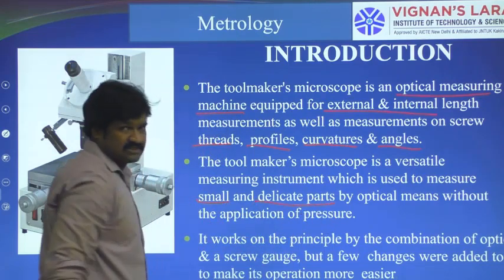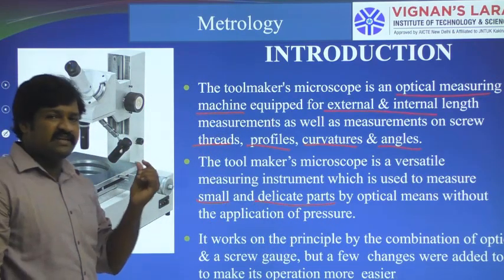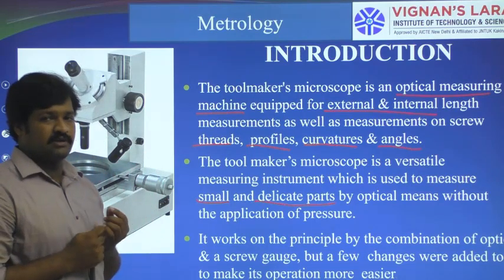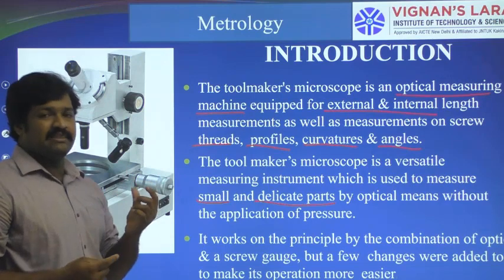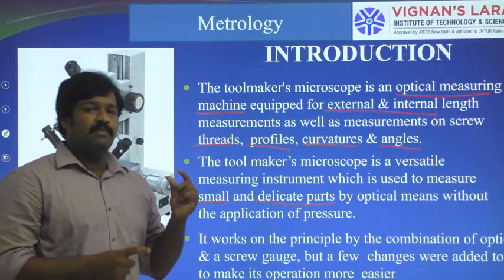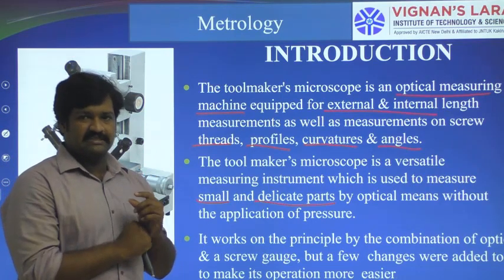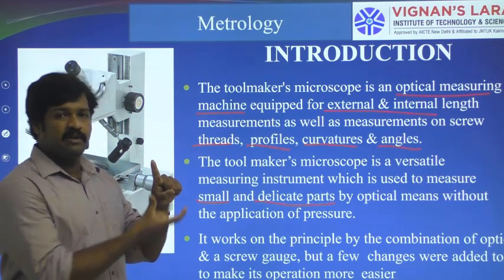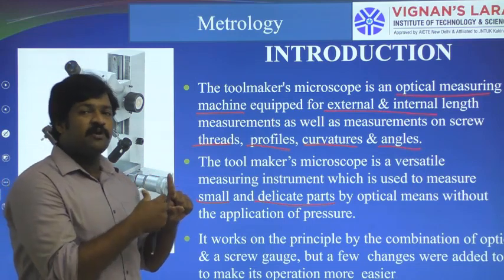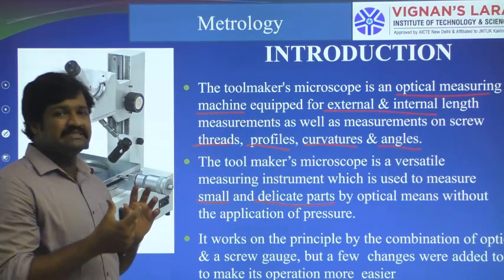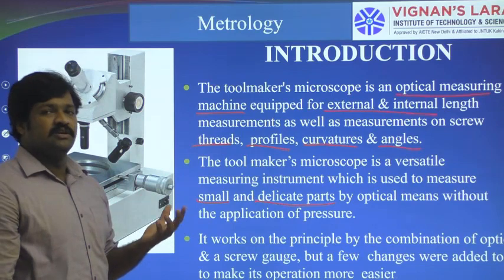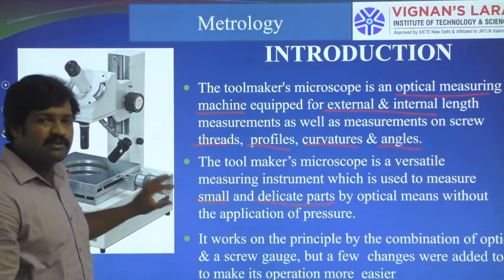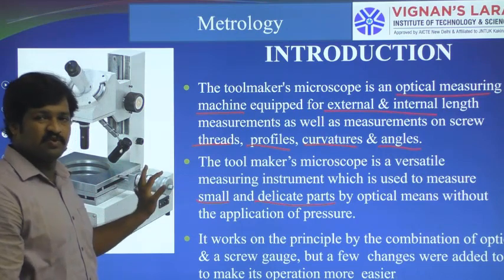and delicate parts. If the components are very small and the material does not have high hardness, or has very low hardness, then if we hold those components by means of mechanical measurement devices like vernier calipers, those are end standards. If we measure the component by means of end standards, the component may deform. It means the dimension of the component may change. Due to that we can get wrong values. So for that purpose we can use this tool maker's microscope.